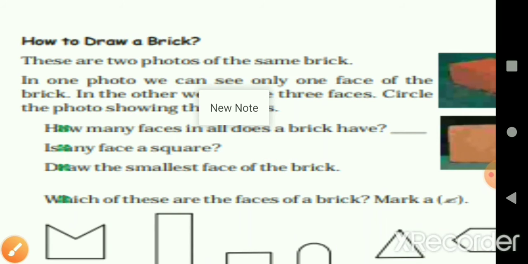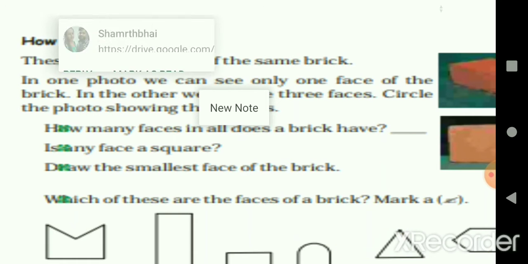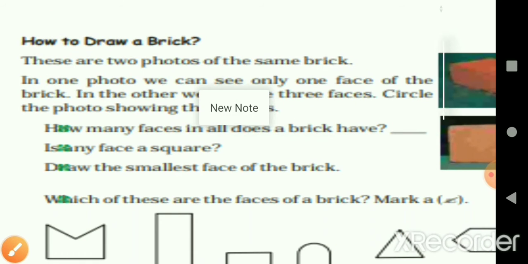Draw the smallest face of the brick. So I draw here the smallest face of a brick. Look at the smallest face of a brick.